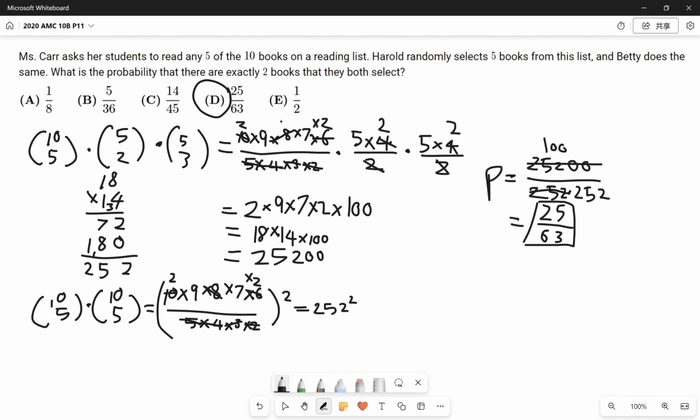Okay, so this is our answer to this problem, and the key takeaway is that we need to figure out how we count the number of desired cases. Harold chooses 5 out of 10 books randomly, and then Betty chooses 2 out of the 5 books that Harold already chose, so they have 2 books in common. And then Betty chooses 3 out of the 5 books which Harold hasn't chosen yet, so they don't have more than 2 books in common. And then we have that over the total number of cases, which is just 10 choose 5 squared. So thanks.